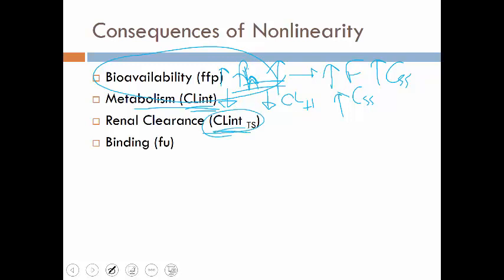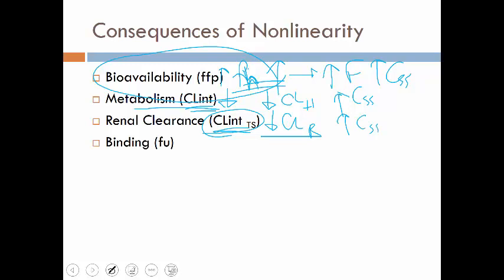How about renal clearance? If you overwhelm these tubular secretion sites, what's going to happen? Well, if you overwhelm those tubular secretion sites, more of the drug is going to stay in the blood. It's not going to get moved to the urine. Therefore, you're going to see a decrease in renal clearance, aren't you? If you see a decrease in renal clearance, you'll also see an increase in CSS average.